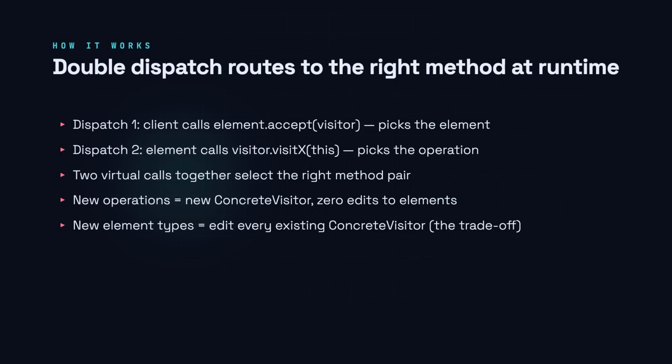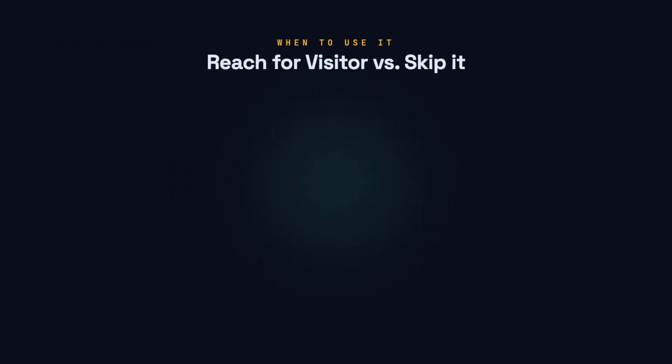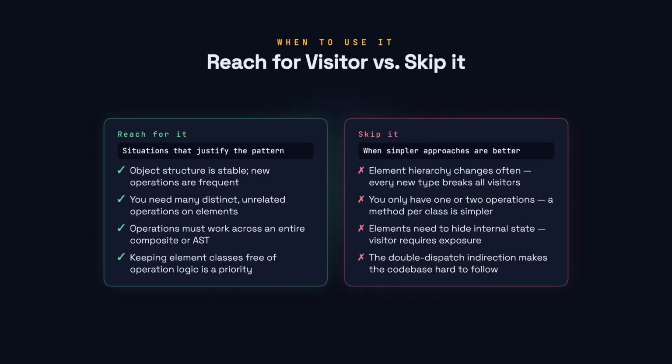The payoff is that adding a brand new operation, say a type checker, means writing one new class and touching nothing else. The cost is the mirror image. Adding a new element type forces you to update every existing visitor. The visitor pattern shines when your class hierarchy is locked down and you keep adding new things to do with it. Compilers, document processors, and game engines all fit this profile well. But if the hierarchy itself is a moving target, visitor becomes a liability. Every new node type forces you to edit every visitor class, which is the exact kind of shotgun surgery the pattern was meant to eliminate in the other direction.